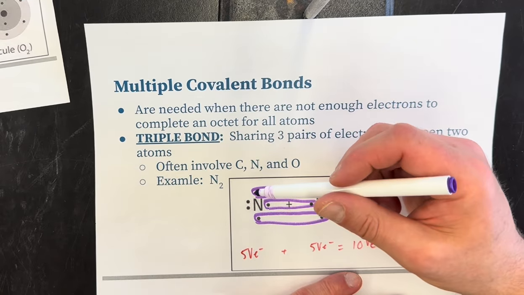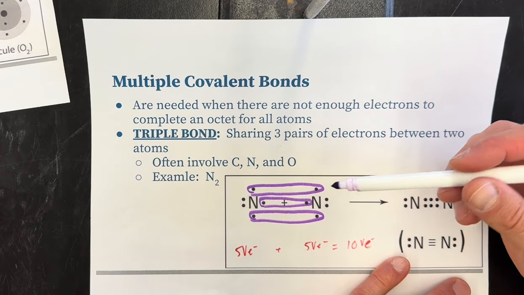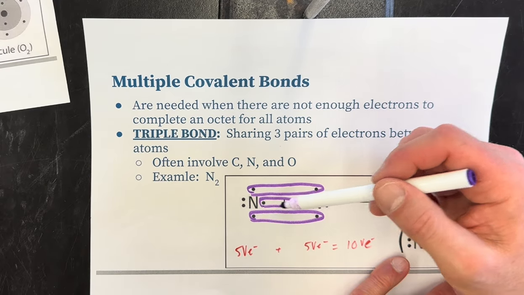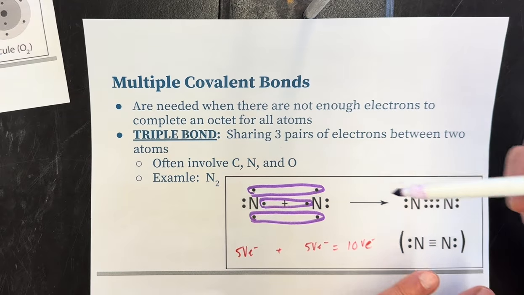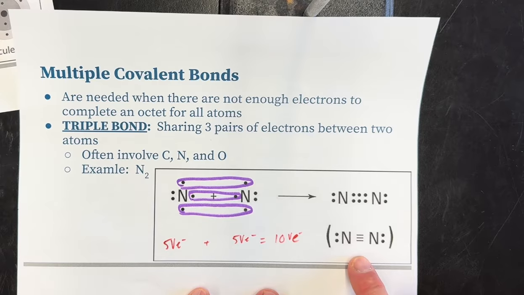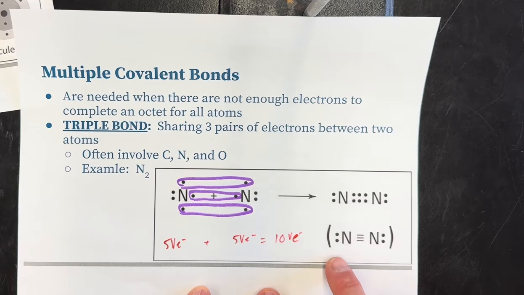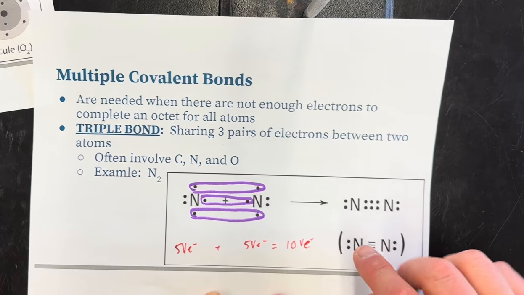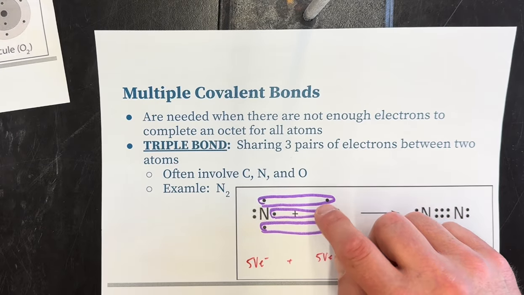And so when I look at it from this perspective, the nitrogen on the left has 1, 2, 3, 4, 5, 6, 7, 8 electrons, and the nitrogen on the right has 1, 2, 3, 4, 5, 6, 7, 8 electrons. So this is the structure that usually gets drawn when we draw N2 like this. And again, both atoms have 8 valence electrons, but we've only used 1, 2, 3, 4, 5, 6, 7, 8, 9, 10 electrons total.